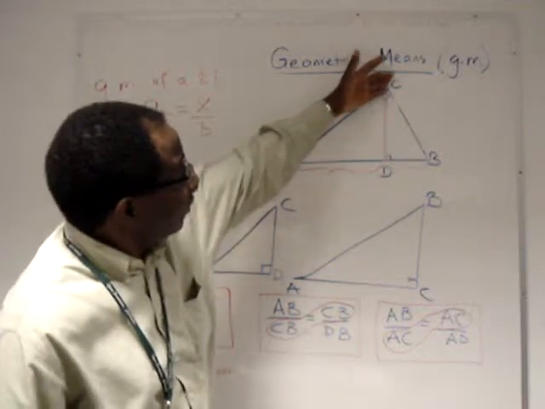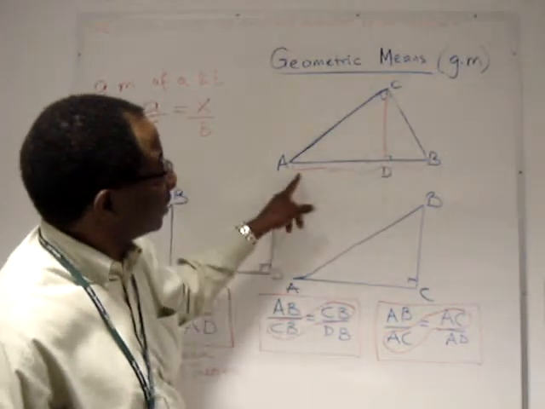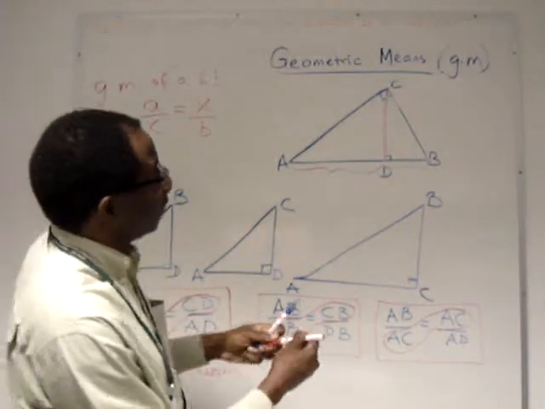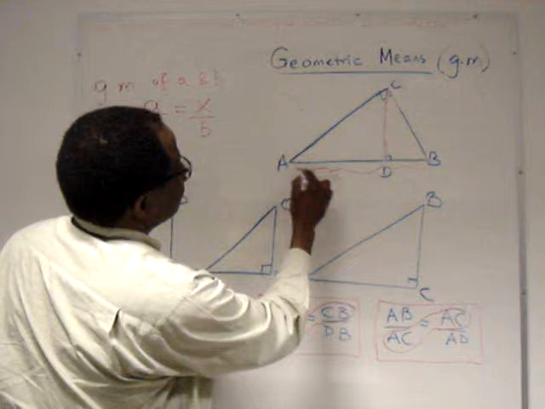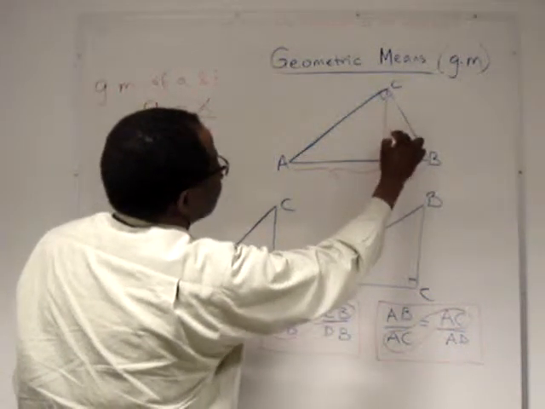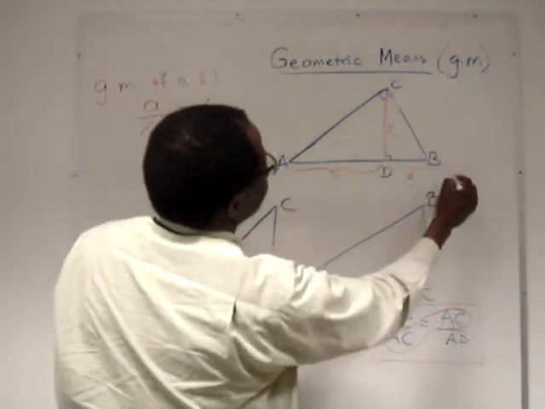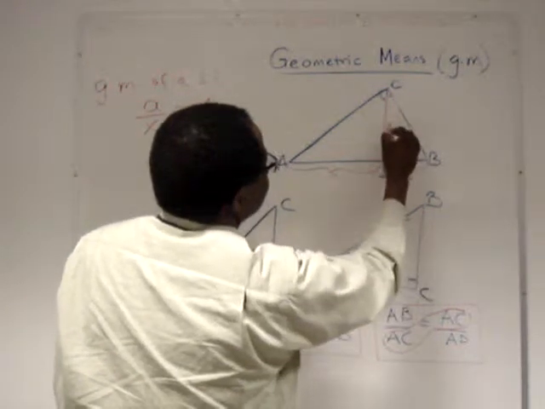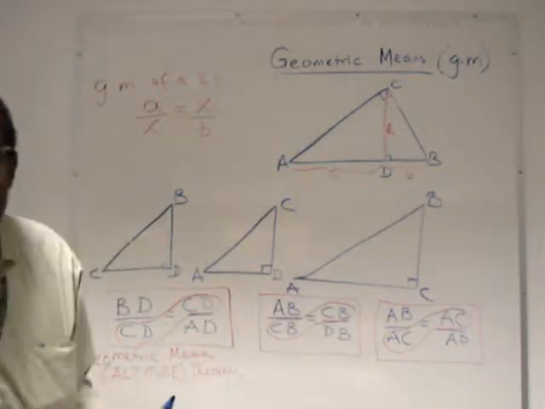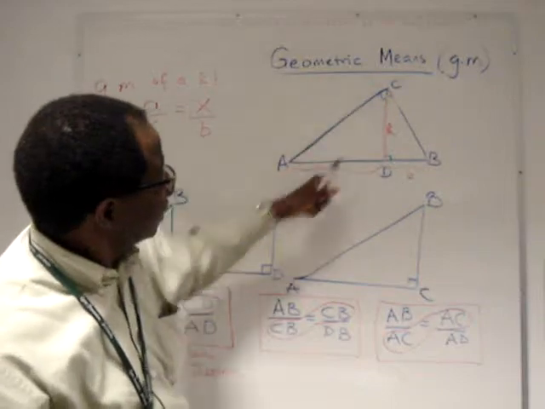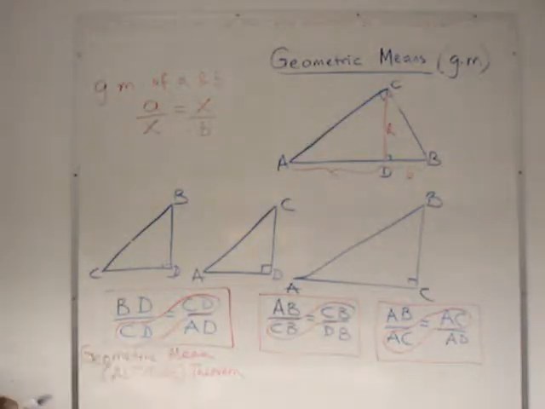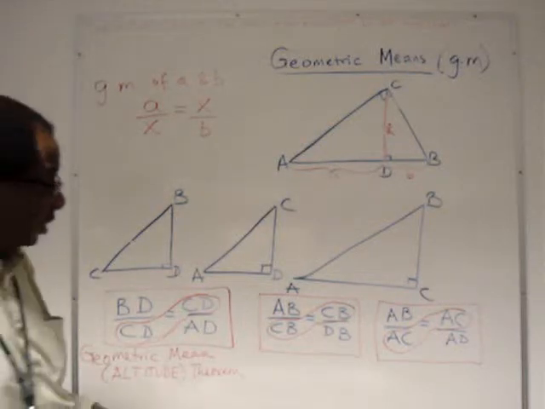You have an altitude, it breaks up the hypotenuse into two portions, and if you were given this portion as A, this portion as B, and this portion as H, it should be easy enough for you to know that H is the geometric mean of A and B. H is the geometric mean of A and B. That is a theorem. It's called the geometric mean altitude theorem. Okay?